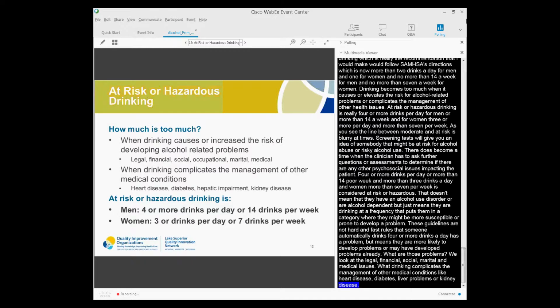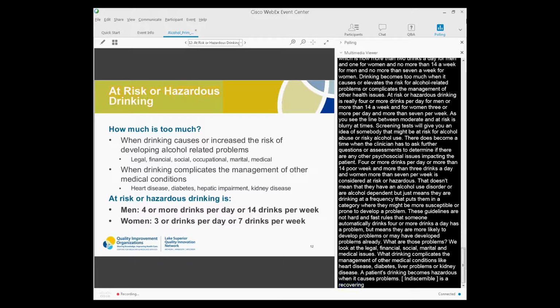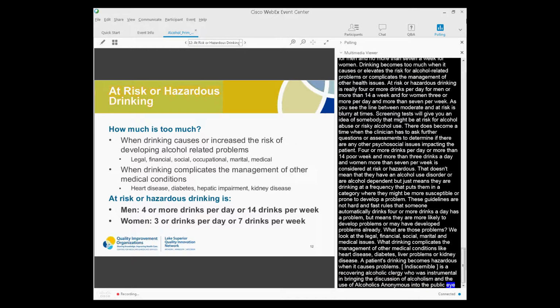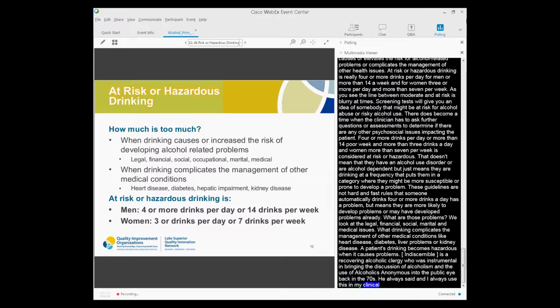Father Joseph Martin was a recovering alcoholic clergyman, he's passed away now, who was instrumental in bringing the discussion of alcoholism and the use of Alcoholics Anonymous into the public eye back in the 70s. And he always said, and I always remember this, and I've always used this when I practiced clinically, that a problem is a problem if it causes problems. And I've always liked that.